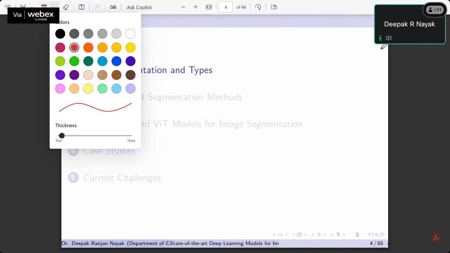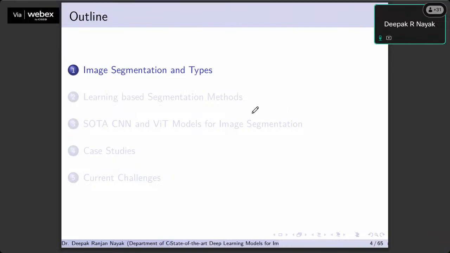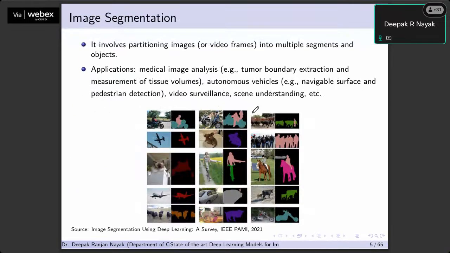Okay. So let's start with image segmentation. What do you mean by image segmentation? You might have seen applications or this type of images over the last two to three days. When I say image segmentation, it is nothing but partitioning the image or video frames into multiple segments and objects. And here you can see some of the outputs.